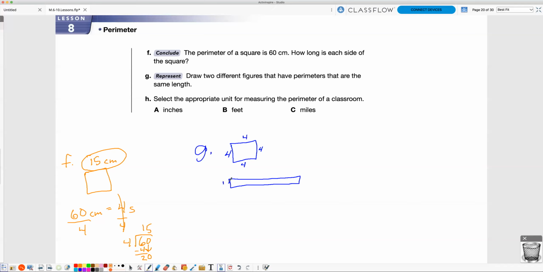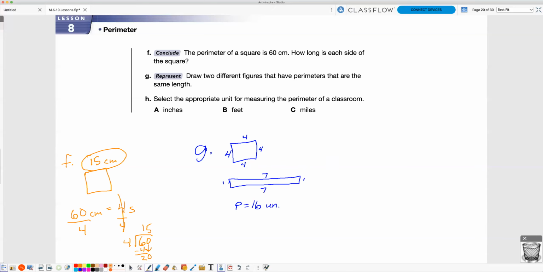What if this was 1 and this was 1? What does this one have to be? Go ahead and answer that right here. What would that have to be? This side would have to be 7, and so would this side. So this would be 2 different figures that have the same perimeter. This would be 14 plus 2 makes 16. So the perimeter of both of those would be 16 units.